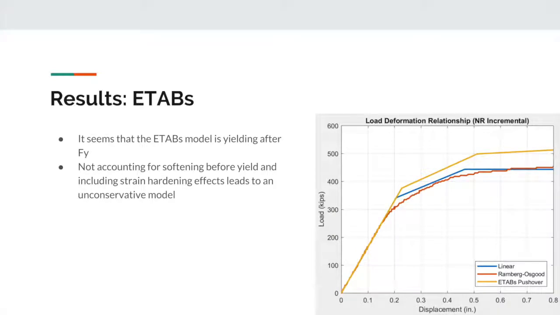Taking a look at the pushover analysis results from ETABS, we can see that compared to the linear and RO model, it seems that the ETABS model is yielding after Fy, which is kind of strange. And also, because the ETABS model doesn't account for softening around yield, but does include strain hardening effects, it leads to a pretty unconservative model.